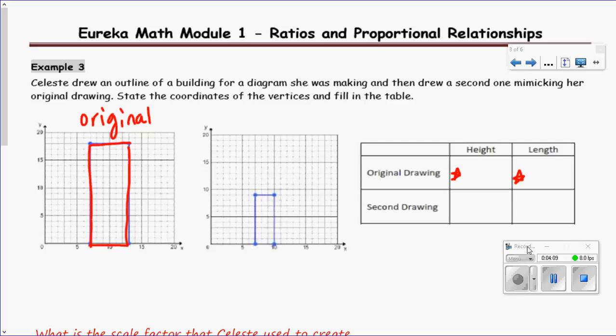Okay, if you're listening to me, hopefully you already did that. If not, pause it and do it now. Okay, did you get 18 for the height and 6 for the length?